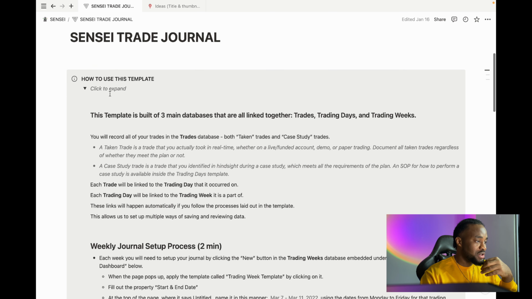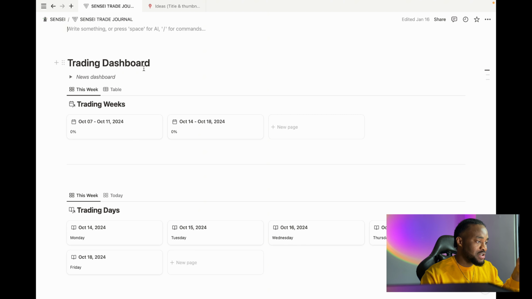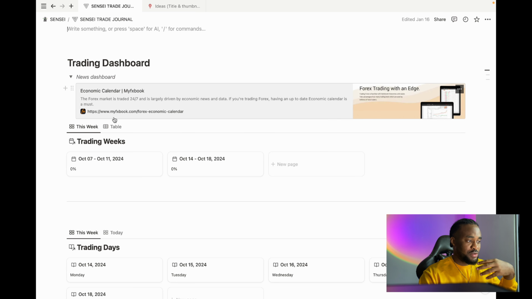So now we're done with the how to use the templates section of this. This is the trading dashboard. Basically, this is where the weekly and the daily section is, and here is the news dashboard. I use my FX book personally for my news updates because I like the layout and the aesthetic to it.